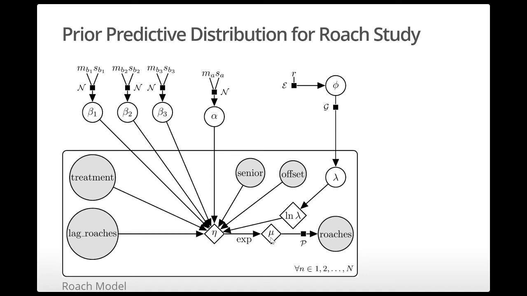Anyway, we get all those together, we get mu, and then we draw our prediction for the number of roaches caught from a Poisson distribution that has expectation mu sub n, where little n indexes the observations that we have from the buildings. This is the prior predictive distribution. So it ultimately ends when we have simulations of the outcome.